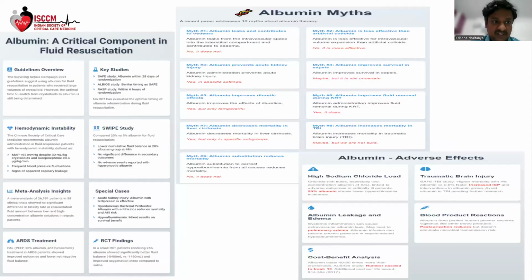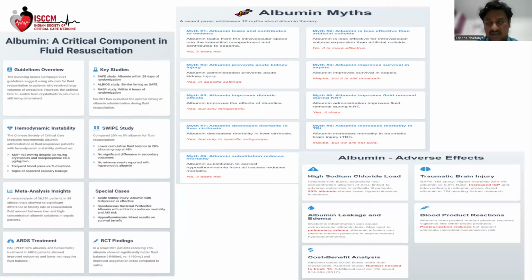Coming to albumin, the Surviving Sepsis guidelines have suggested albumin for fluid resuscitation in those who have already received large volumes of fluid. The Chinese society has recommended it when there is hemodynamic instability, considered as signs of apparent capillary leakage, with frequent fluctuations of MAP less than 65 in spite of fluid bolus. The SAFE study, ALBIOS study, ARISS. No randomized controlled trial has evaluated the optimal timing of albumin administration.